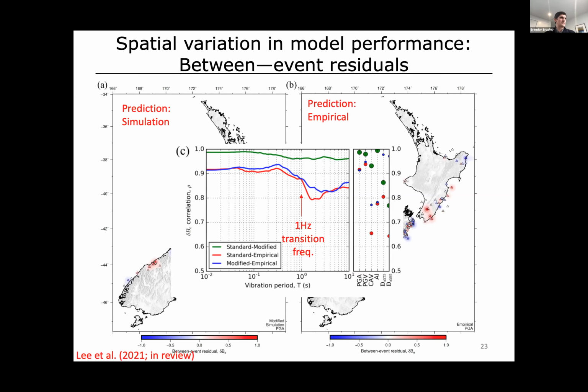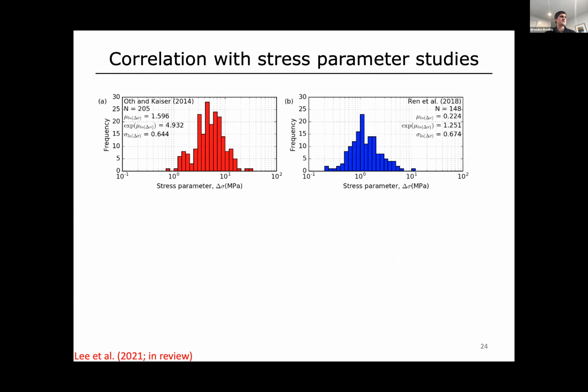And so what we see with those high correlations is that we're seeing very similar between-event terms irrespective of what prediction method we use, and therefore it's more likely a feature of the actual event in terms of variation and stress parameter and so on. So this is sort of a way that we can start looking at the data set.